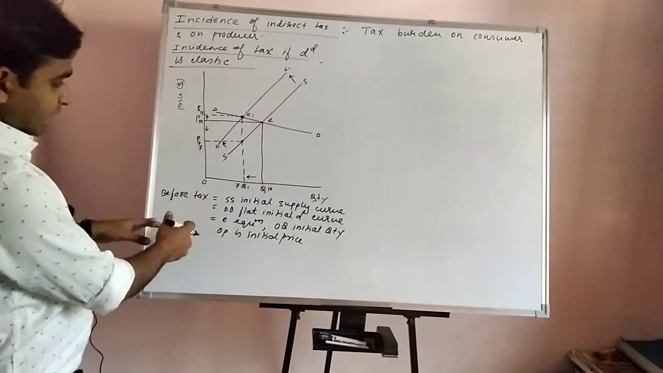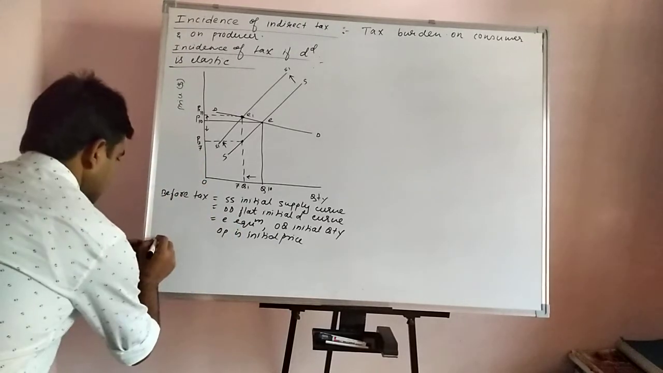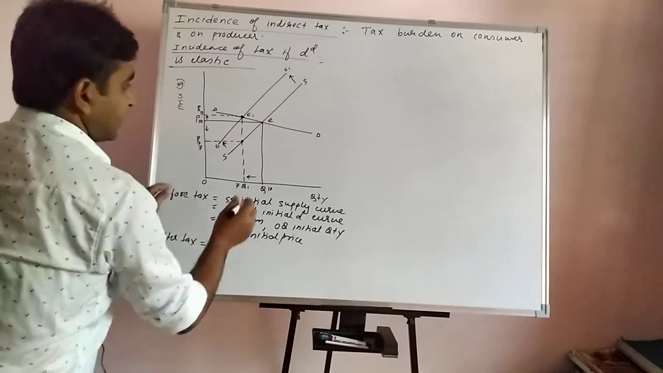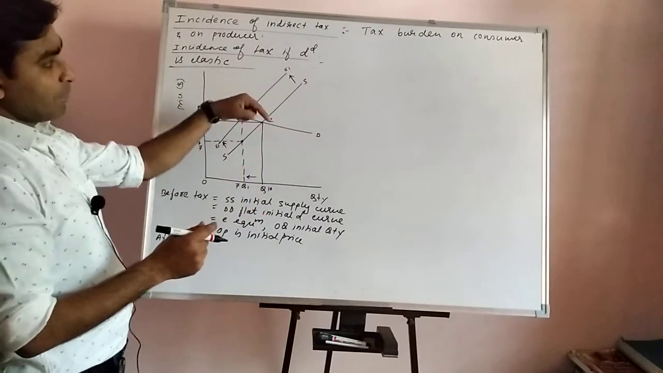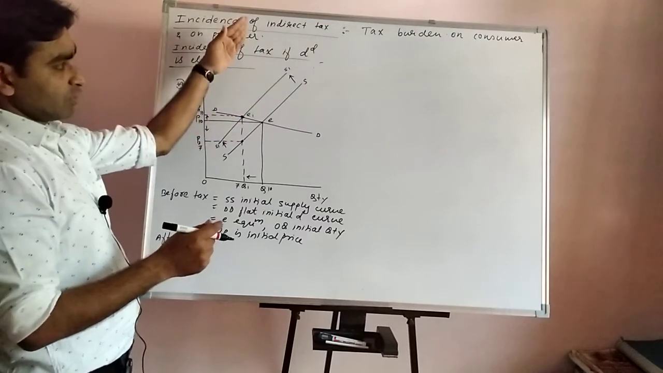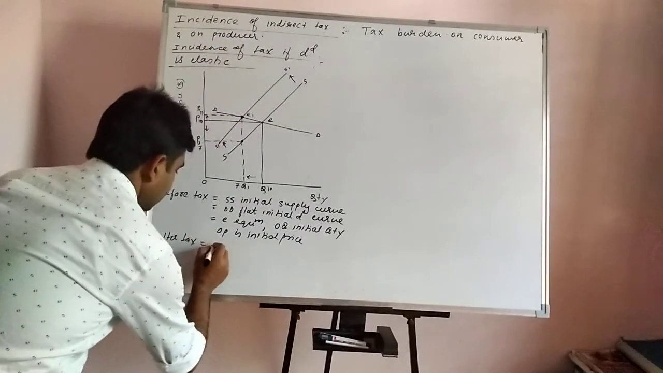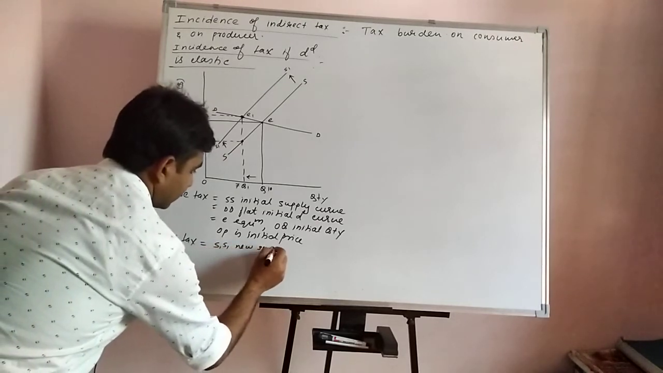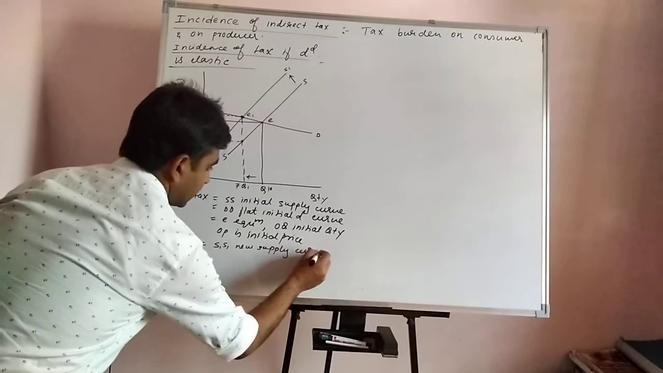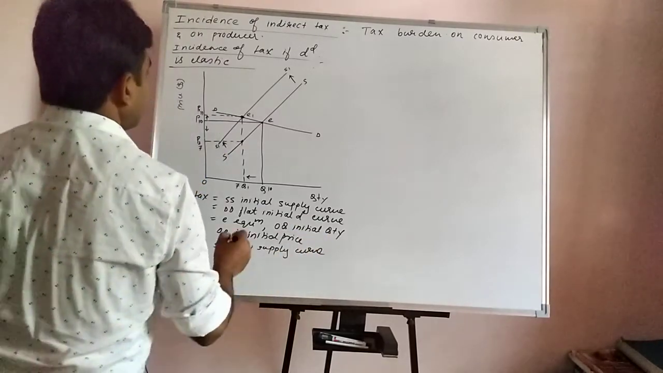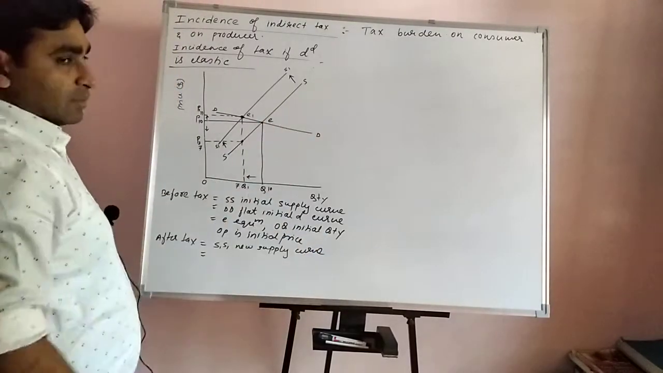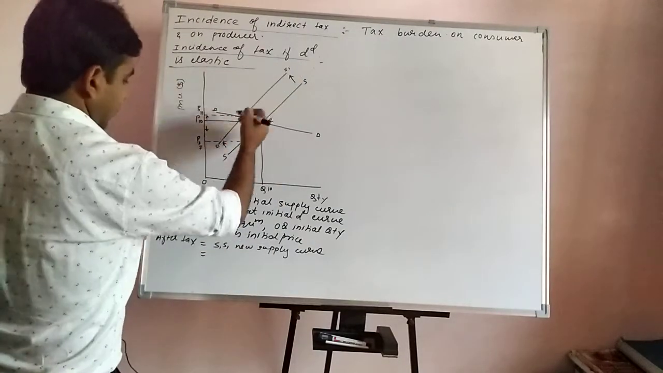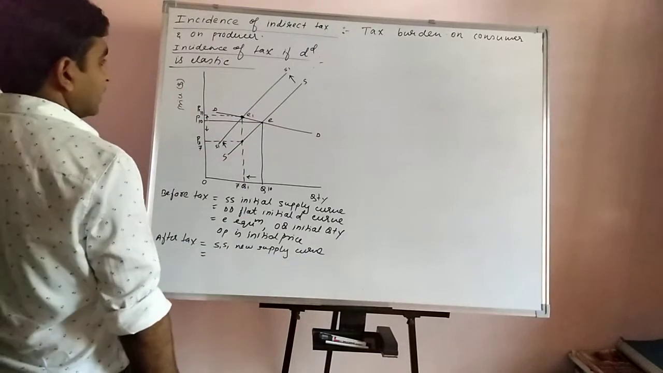So we'll try to write down what happened after tax. This is the situation after tax. Immediately after tax, the immediate impact was on the supply curve. The supply curve shifted to the left. So we have new supply curve S1, S1. New supply curve. Don't mind, we'll start here. So S1, S1 is the new supply curve.